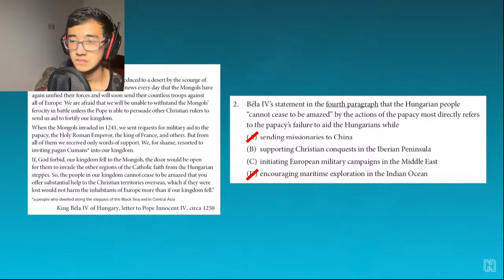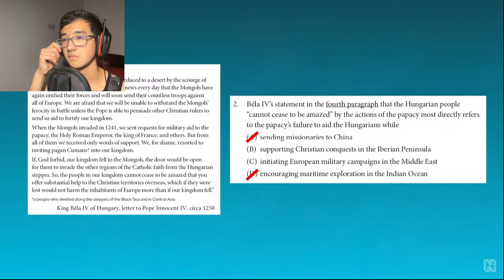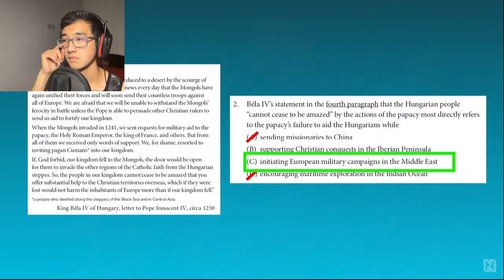However, if you look closely at the stimulus, what the King of Hungary is concerned about is that if Hungary falls, then all of Europe will be open to Mongol conquest. So that tells me that clearly, even though he doesn't say it, he probably wouldn't object to Christian conquest in the Iberian Peninsula, since that's in Europe. So that means the correct answer is C, initiating European military campaigns in the Middle East.